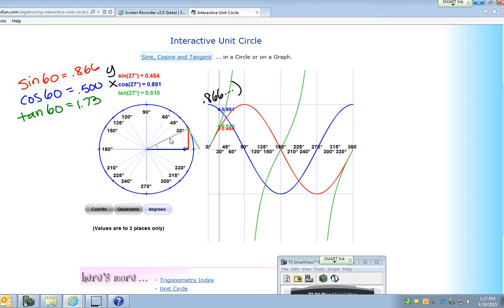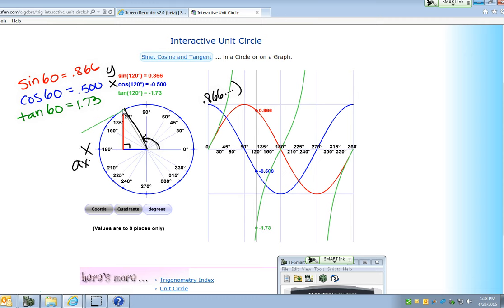So if I rotate my circle to 120, notice what's happening. This is another triangle. Here's my ray. My angle rotates to here, but the triangle is always formed by drawing it back down to the x-axis. That's key. And same as before, the x is the cosine value, and the y is the sine value.